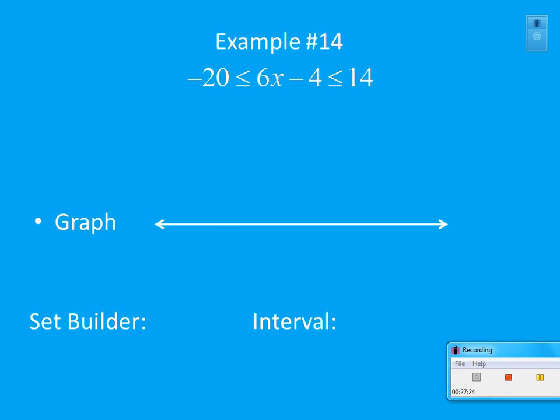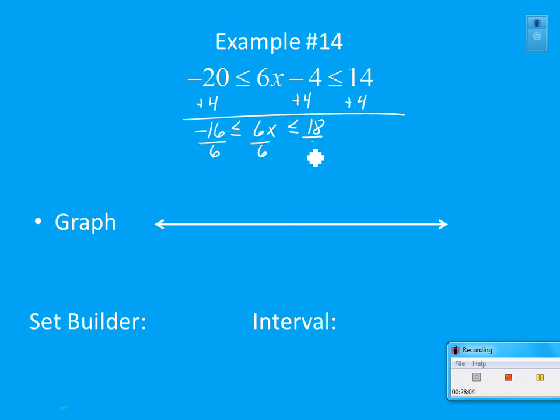I got negative 20 is less than or equal to 6x minus 4, which is less than 14. Or in layman's terms, 6 times some number minus 4 is between negative 20 and 14. So we just got to go to work on it. Let's add 4 to everything. So I've got negative 16 is less than or equal to 6x, which is less than or equal to 18. Let me divide everything through by 6.